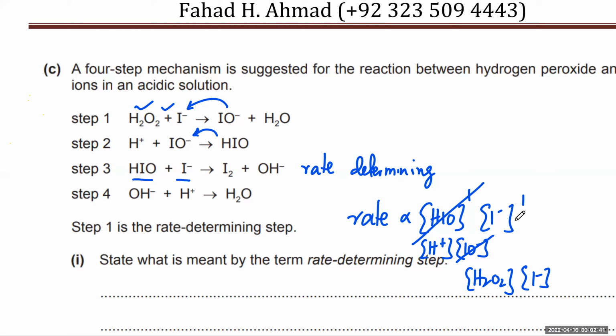So this would be order two, and this would be order one as well. The other equations would be order zero. I mean, let's have equation four. Wait, they're not order zero. It doesn't matter, whatever they are. Anything that's in the fast step, that's order zero. Anything that's involved in the other steps is order zero, meaning they're not dependent on them. Order zero just means they're not part of the equation.